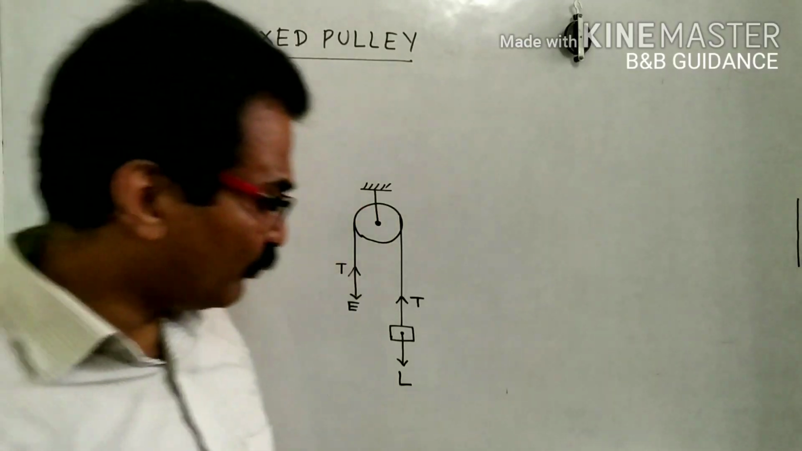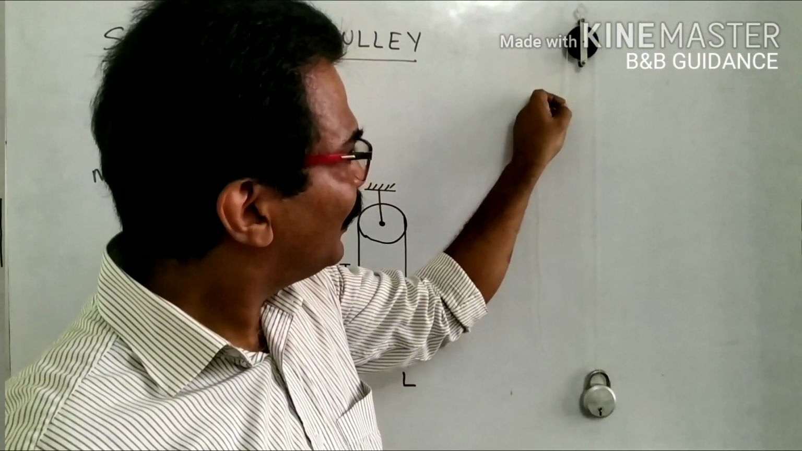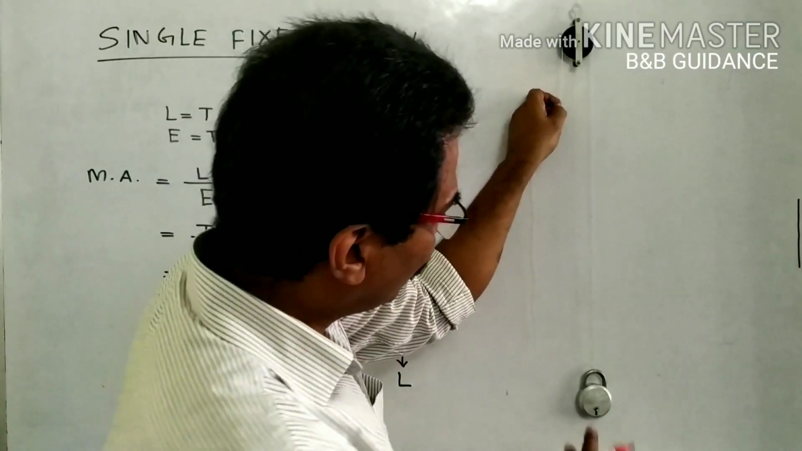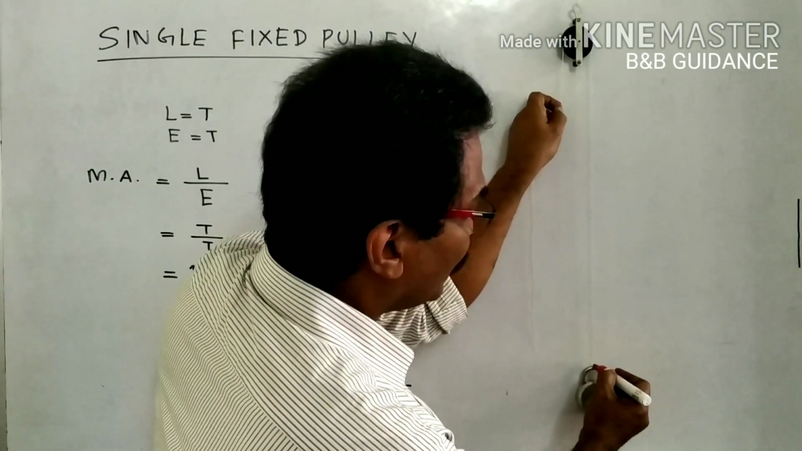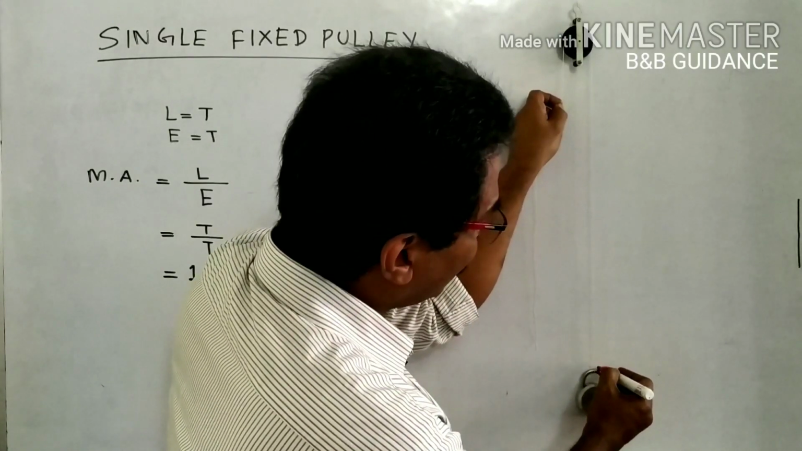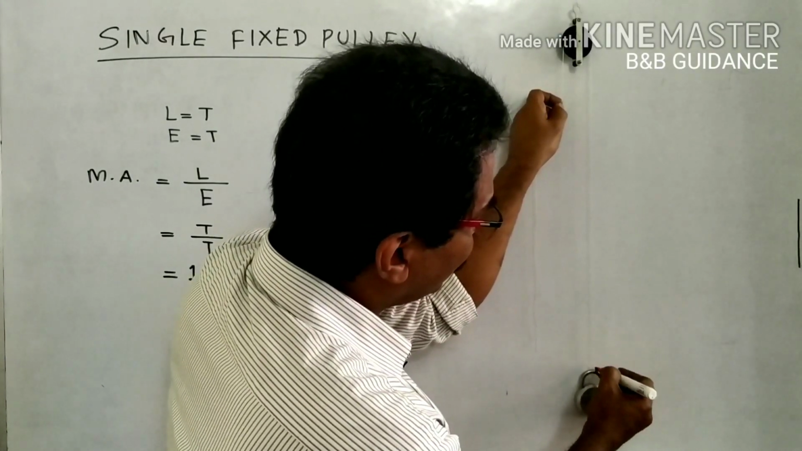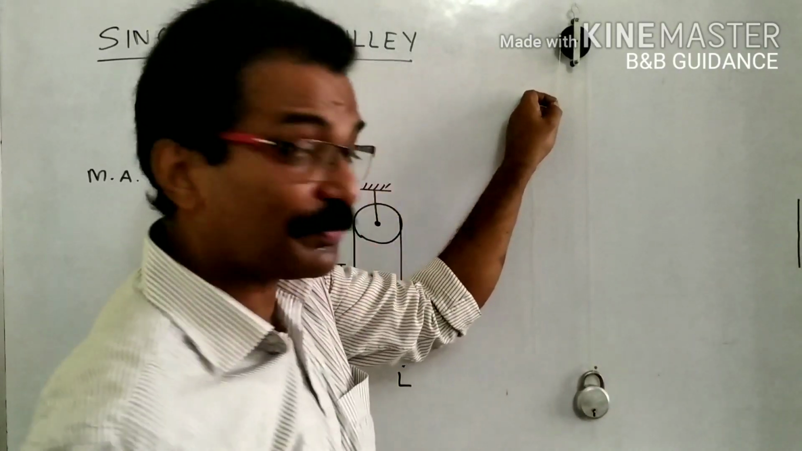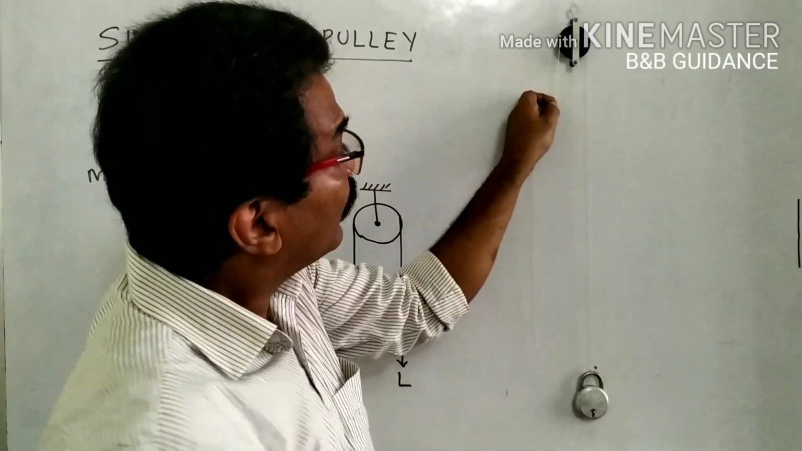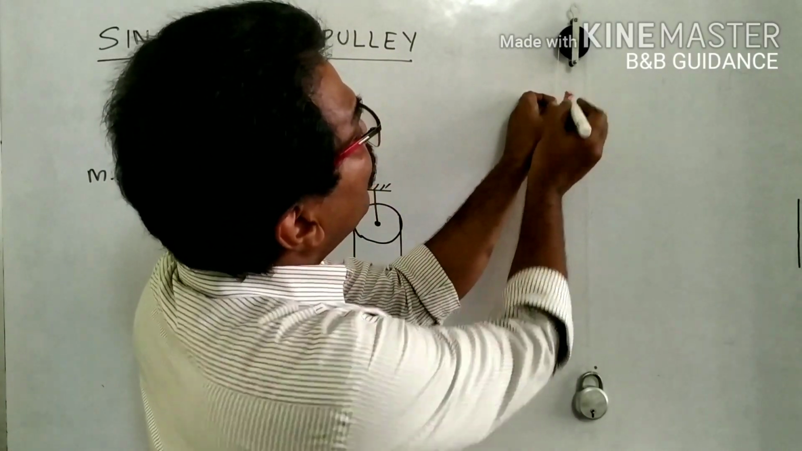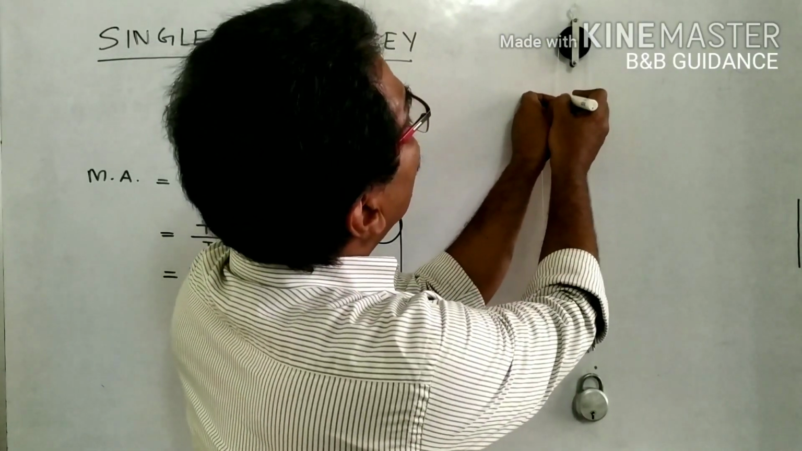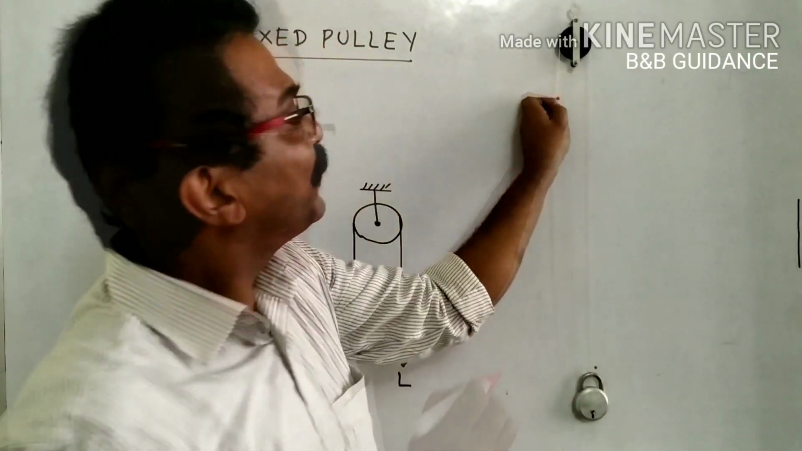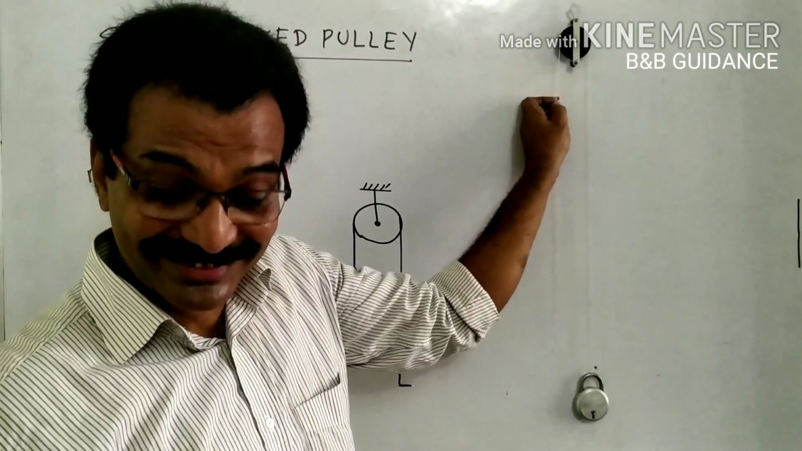Let us go for the arrangement once again. See, for the time being, I mark this. This is the load point. I am marking it here on the board. And here, this is the effort point. I mark the effort point on the board, even though it is on the string.